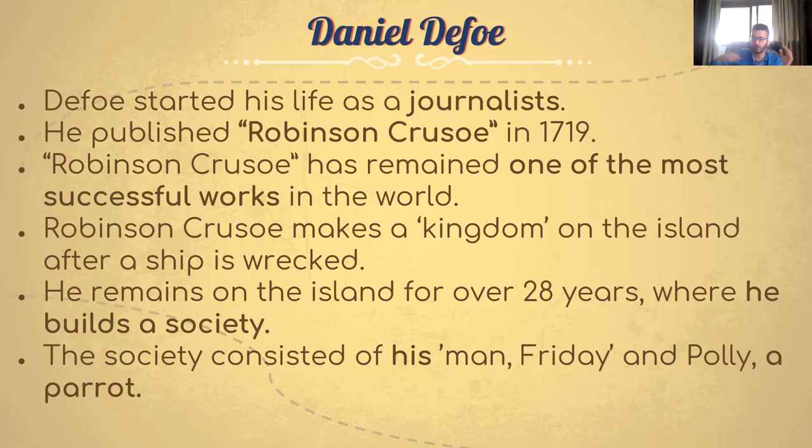He makes a kingdom. And he remained there for 28 years. And he built a society. And then he found someone and saved him from the cannibals. And the whole society was he, Robinson Crusoe, and this man, and a parrot. You know a parrot? Al-babagha. So two men and one parrot.